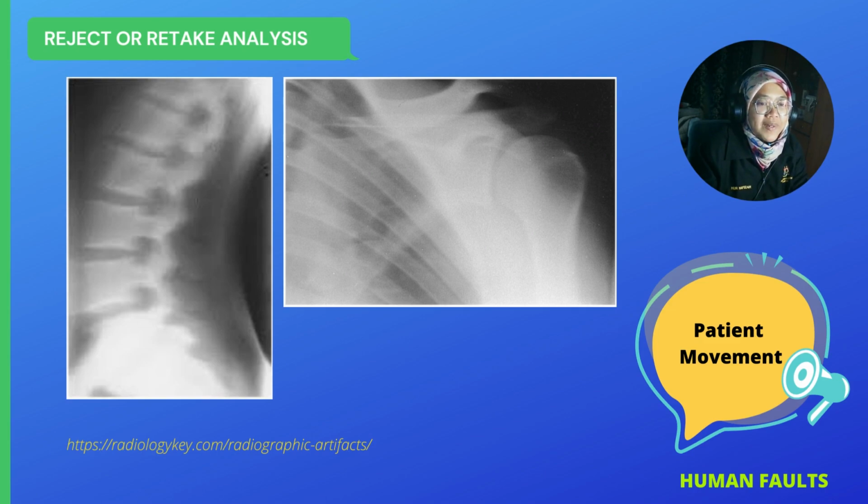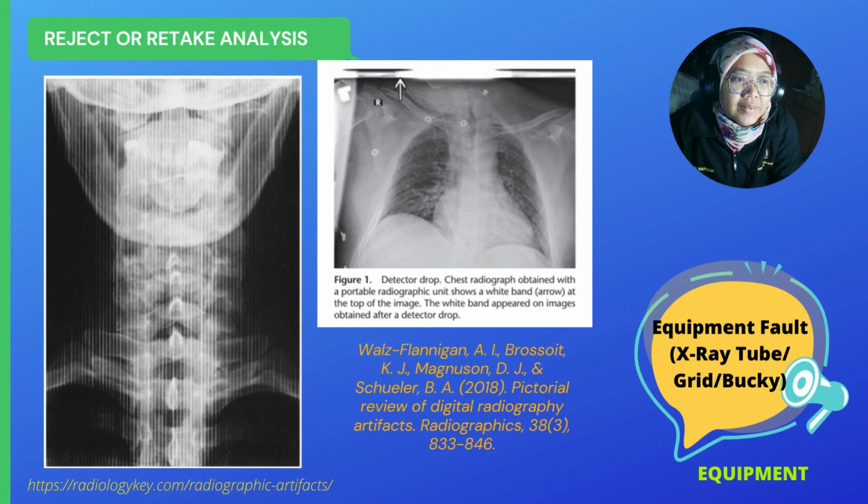This is the example of patient movement. Yeah, human fault under patient movement. As you can see, the blurred images of lumbar spine and shoulder. So we can write down the report that these images are rejected because of patient movement.